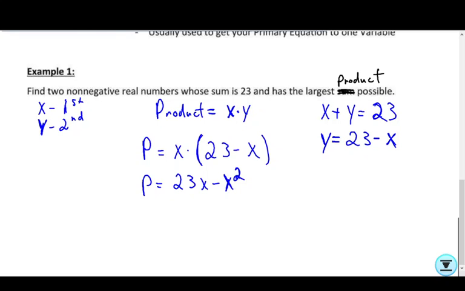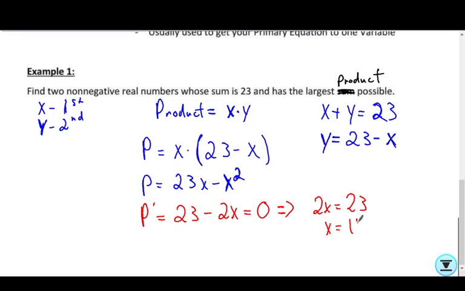Well, how do you find the maximums and minimums of a function? You take the derivative. So p prime equals 23 minus 2x. And then once you have the derivative, you set it equal to 0, which means that you solve for x. So you get 2x equals 23, and x equals 11.5. 23 divided by 2. Well, that means that what's going to maximize my product is when x is 11.5. Well, that's great. We know what x is. That is 11.5.